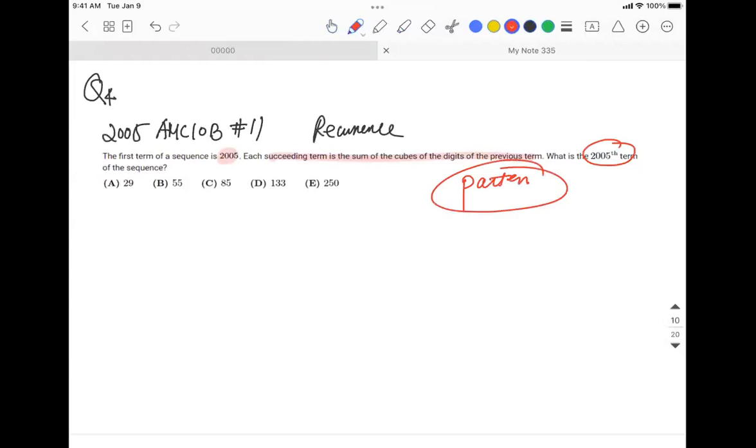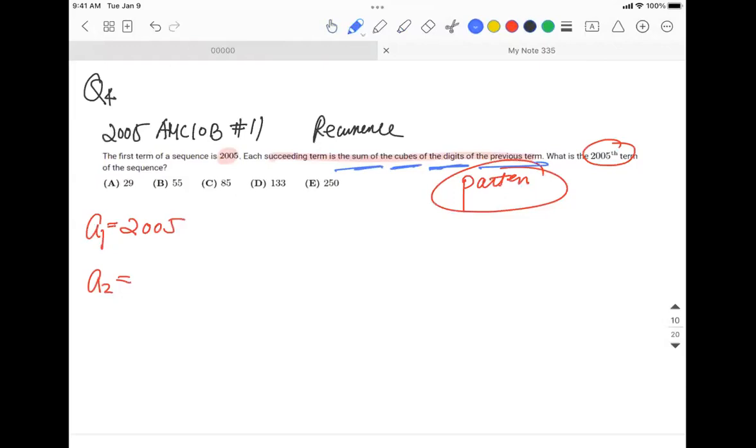What does it mean, the sum of the cubes? Like we add, give the example, 2 and 5 together. Yeah, so what does it mean? Sure. I'll give you an explanation. If this is A1, 2005, then what about A2? A2 is determined by the sum of the cubes of the digits of the previous term.